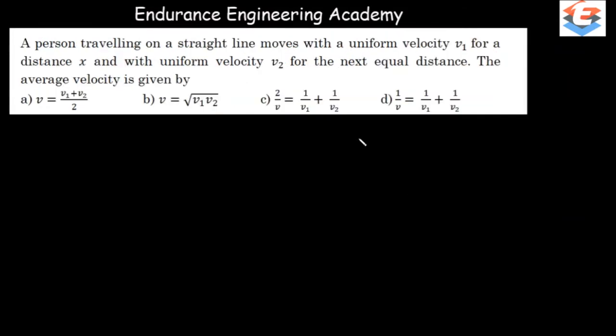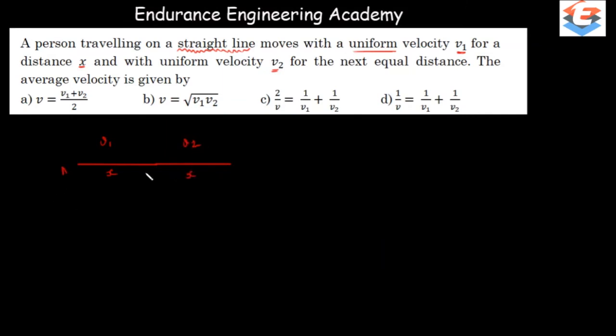A person traveling on a straight line moves with a uniform velocity v1 for a distance x. They clearly mentioned that the person is traveling in a straight line, with a uniform velocity, so velocity is not going to vary. For a distance x, the person is moving with velocity v1, and with a uniform velocity v2 for the next equal distance, which means again for the next x distance. This has to be a straight line. Again for the next equal x distance, he is traveling with velocity v2.